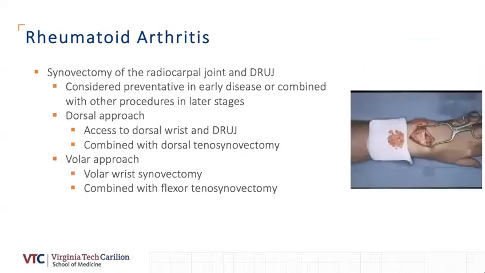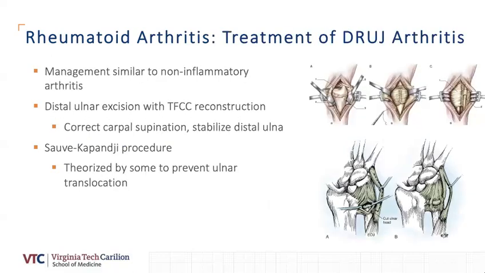So you can do a synovectomy of the radiocarpal joint and the DRUJ in these patients. It's considered preventative in early disease, or it can be combined with other procedures at later stages. And again, you can do this in either a dorsal or volar approach, depending on what you want access to. So you can do different treatments.